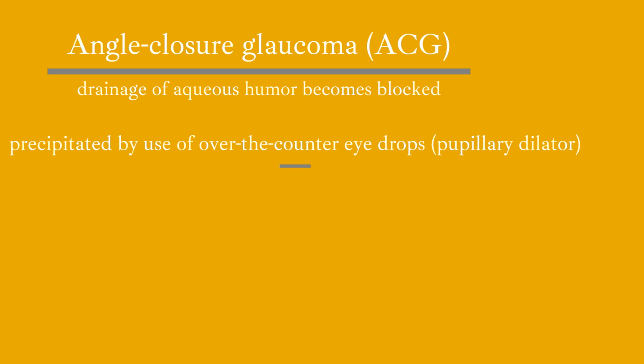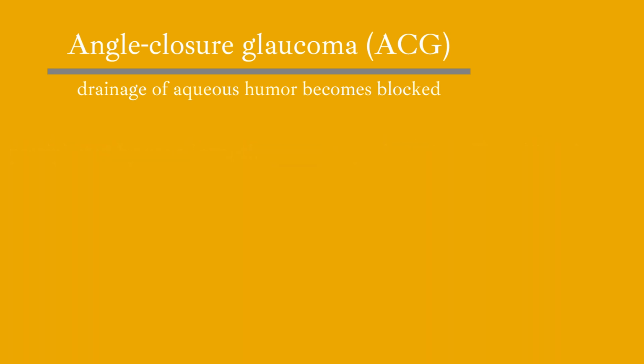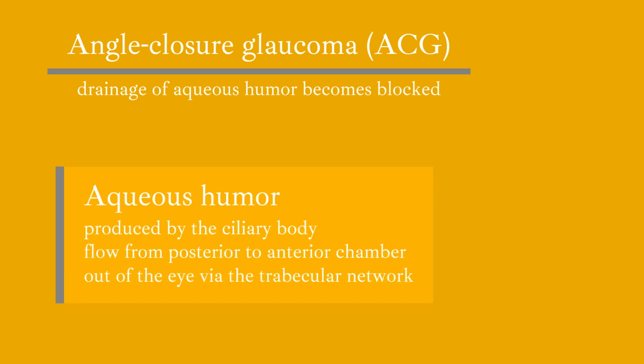Angle closure glaucoma typically occurs in patients with a predisposing narrow chamber angle and develops when the normal drainage pathway of aqueous humor becomes blocked. Aqueous humor is produced by the ciliary body and flows from the posterior chamber of the eye through the pupil into the anterior chamber and out of the eye via the trabecular network.